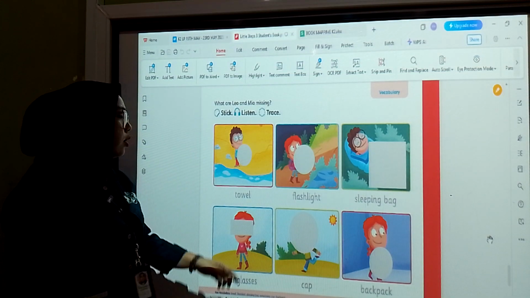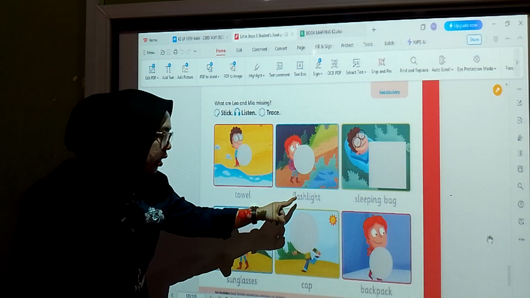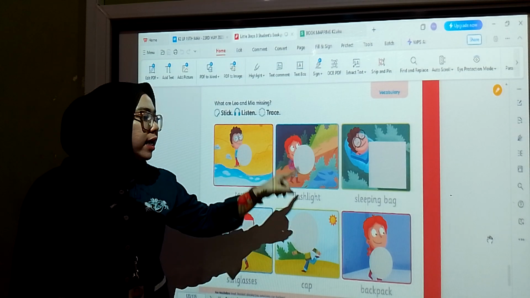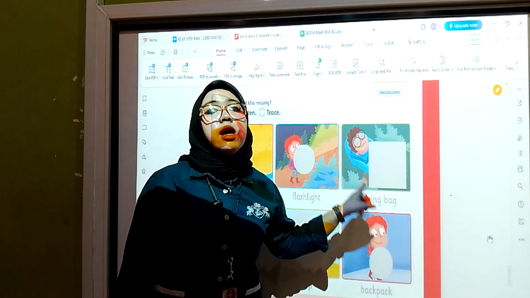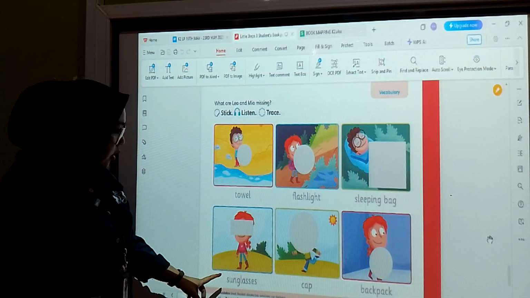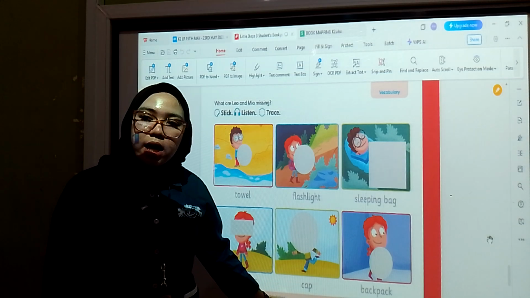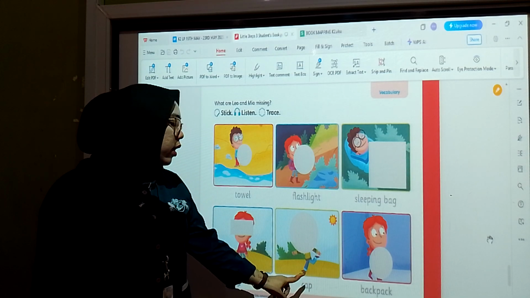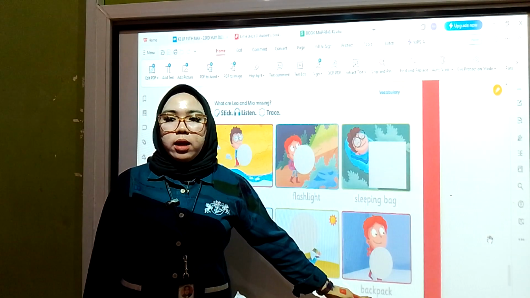We can bring, what is it? Towel. Okay. What is it? We can bring a flashlight. Yes. Next. This one, read first. We can bring a sleeping bag. And then, what about this? We can bring sunglasses. What about this? What is it? Cap. Yes, we can bring a cap. And one more, what is it? Backpack. We can bring a backpack.